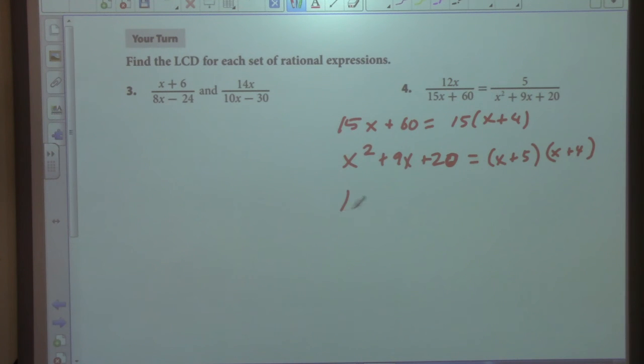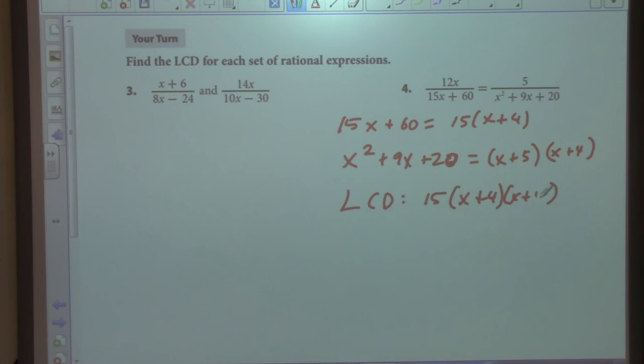And so what's going to be our least common denominator? x plus 4. Okay. More than that though. It's the least amount of stuff that's going to cancel out both of these denominators when we multiply by it. So x plus 4, what else? 15. And one more thing. x plus 5.